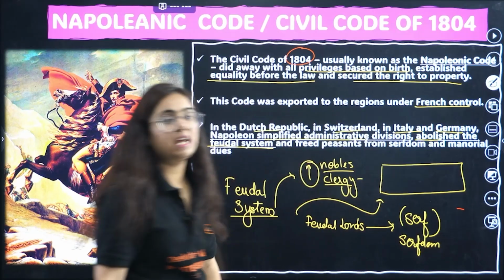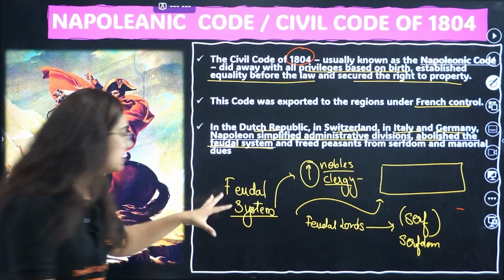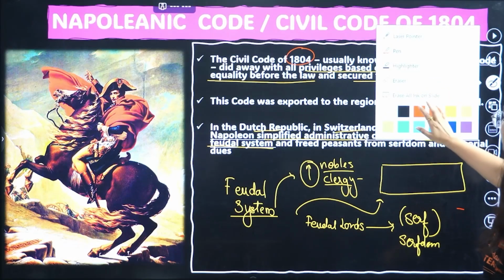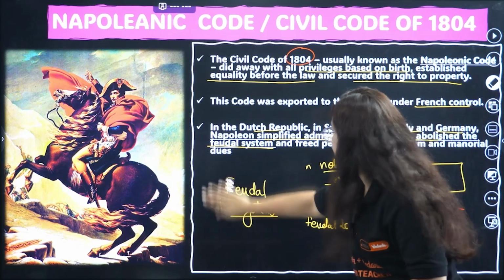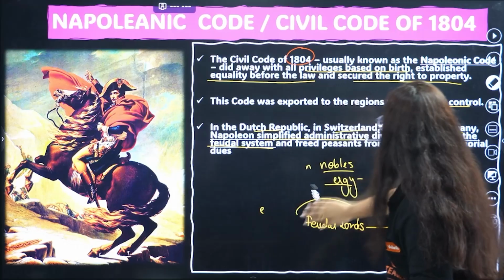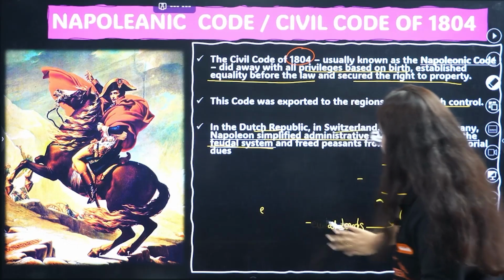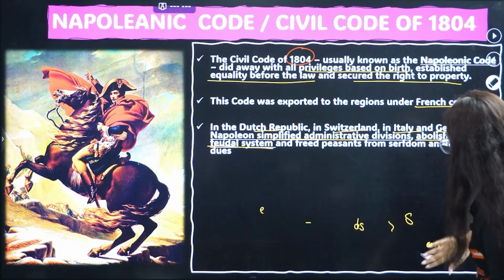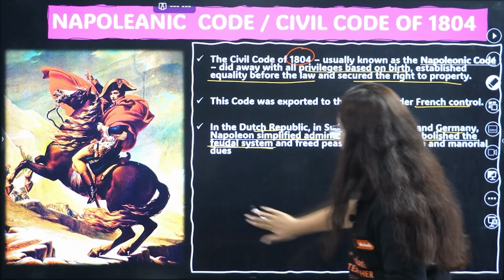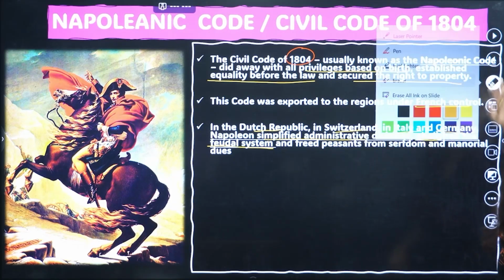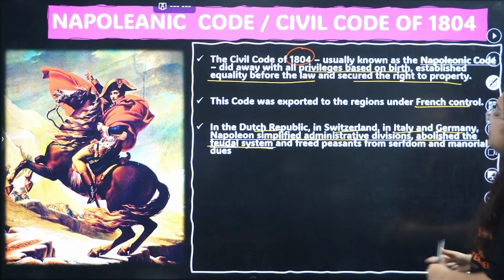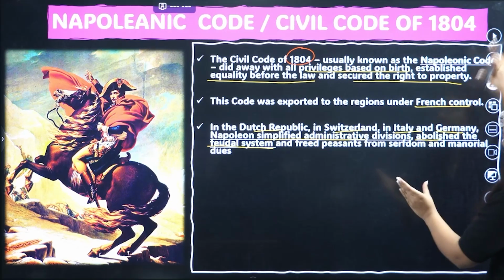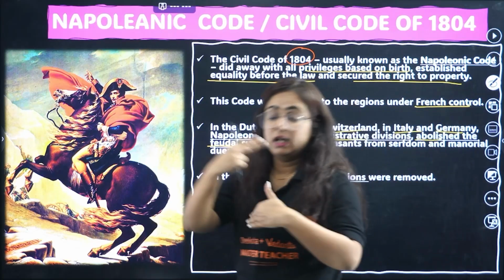So the first thing he did was to abolish this feudal system and free the peasants from paying these serfdom dues and the manorial dues. Getting my point? This was the first thing that came from the Civil Code of 1804. That is the abolishment of the feudal system, freeing the peasants from serfdom and their manorial dues.